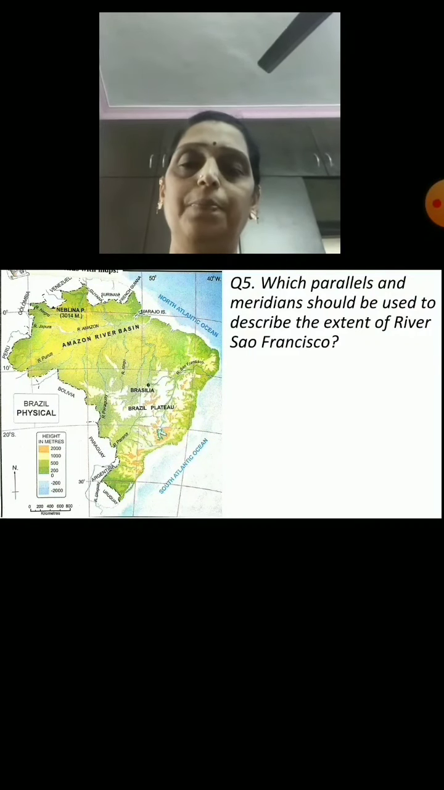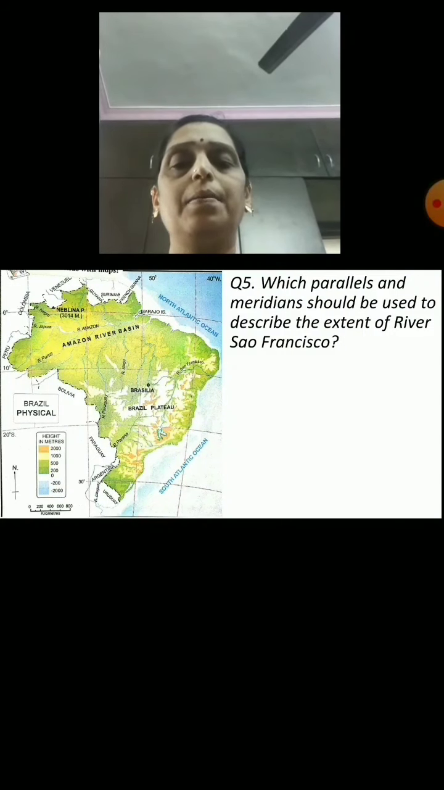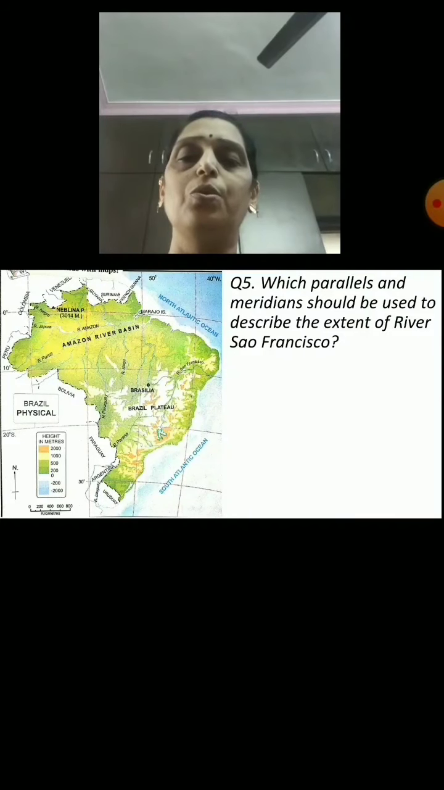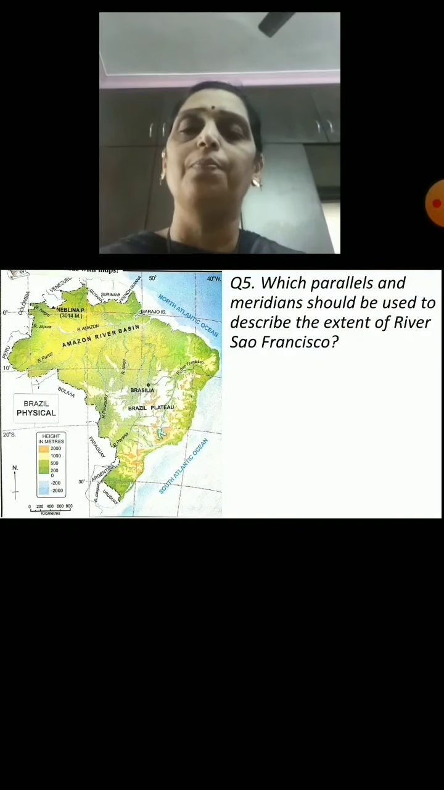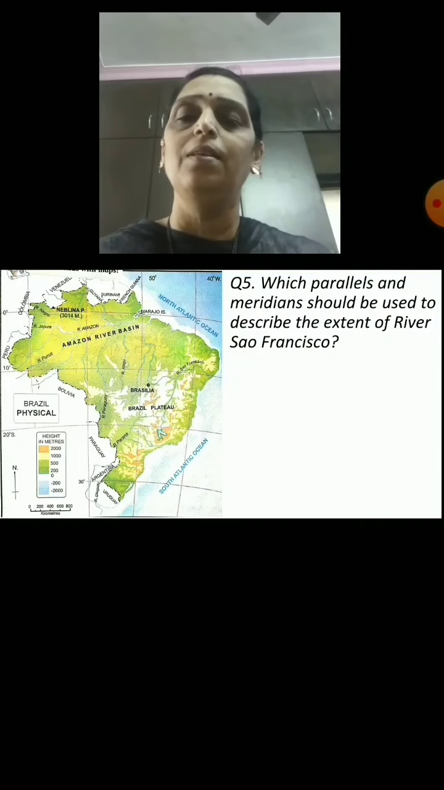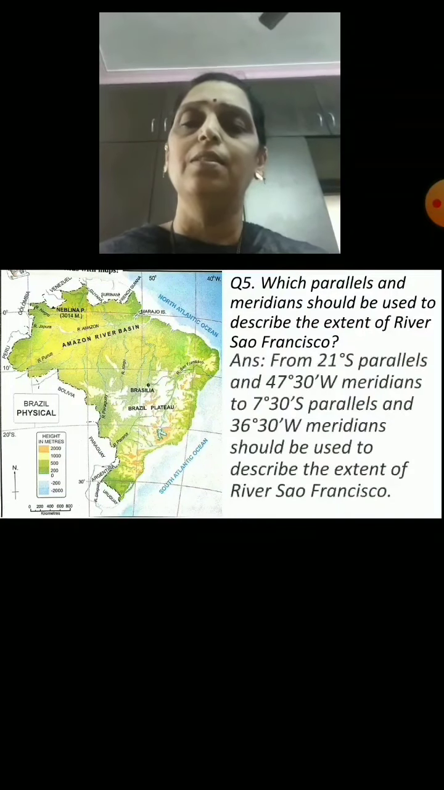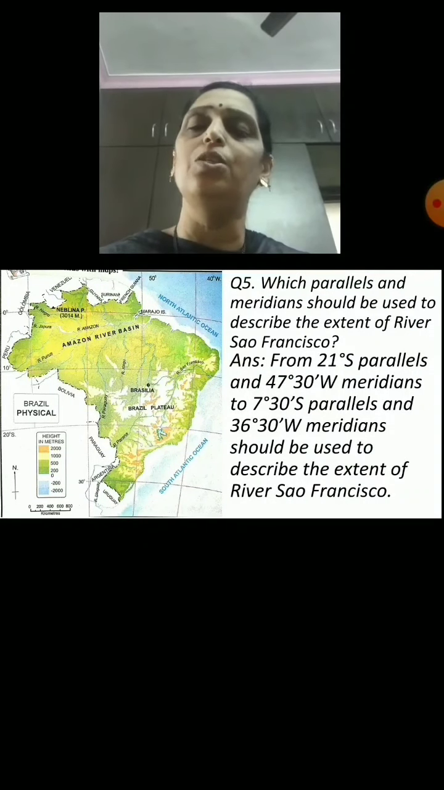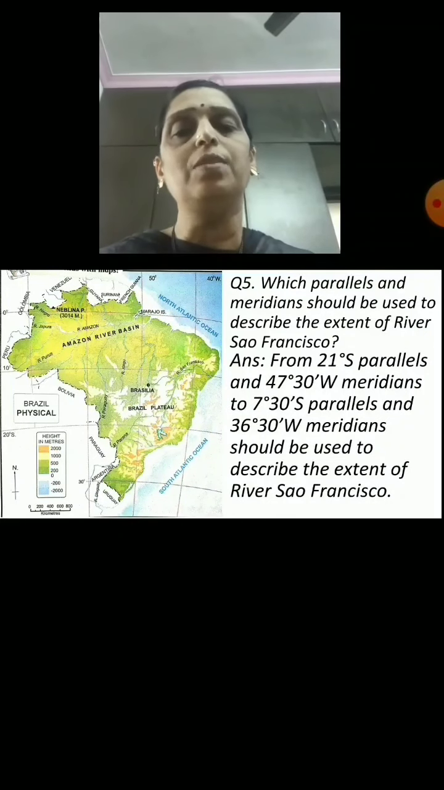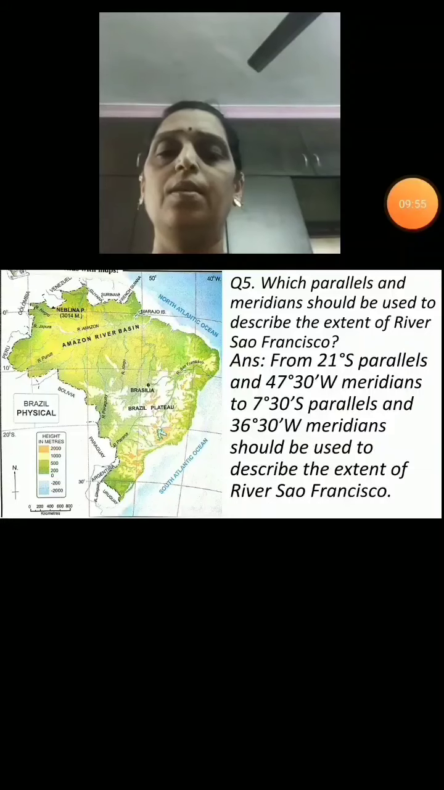Now the fifth question. Which parallels and meridians should be used to describe the extent of river San Francisco? Can you find from the map? Find the river. Yes, and the answer is from 21 degree south parallels and 47 degree 30 minutes west meridians to 7 degree 30 minutes south parallels and 36 degree 30 minutes west meridians should be used to describe the extent of river San Francisco.